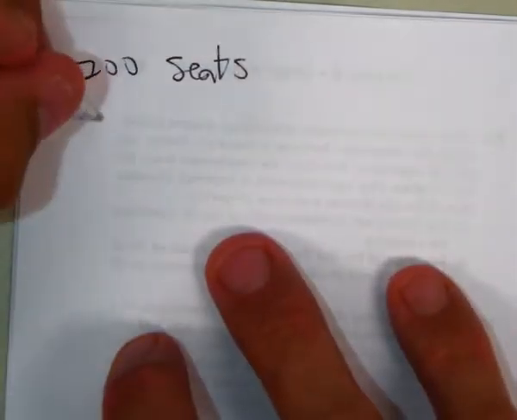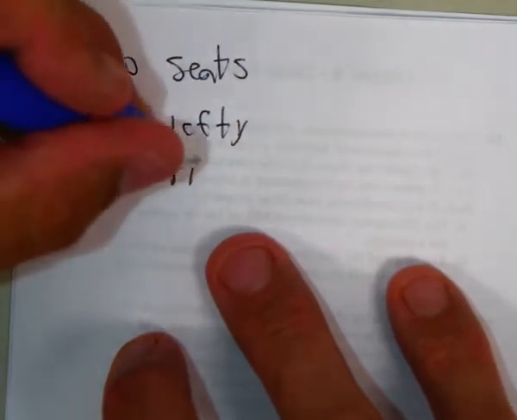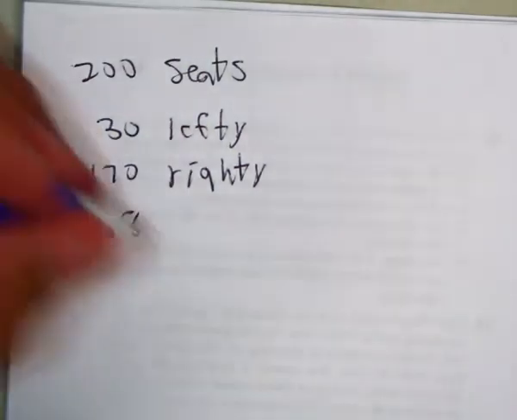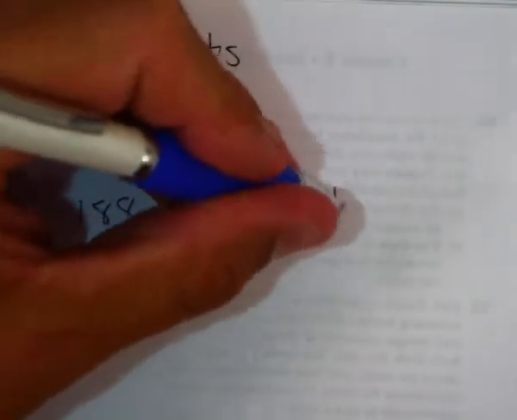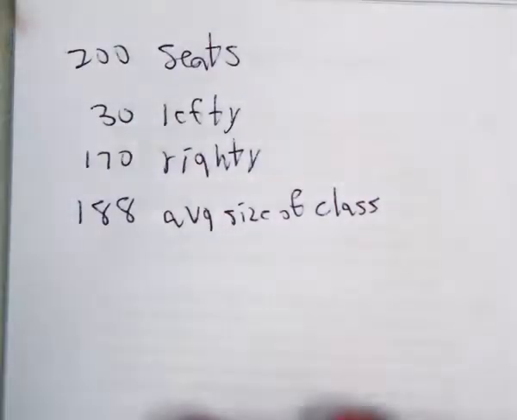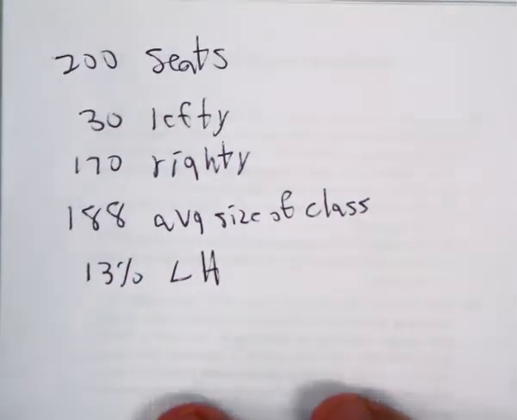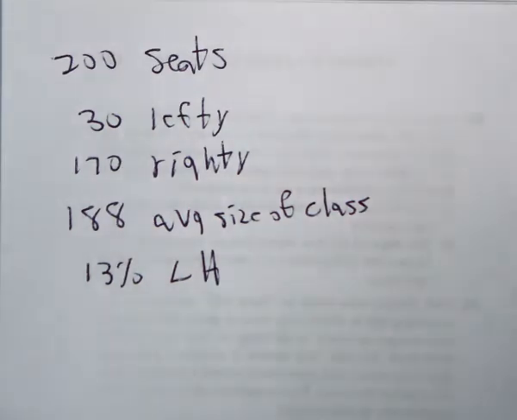So here's what we know. We have 200 seats, 30 are lefty, 170 are righty, 188 is the average size of the class, and 13% are left-handed. Okay? So I'm going to do this problem two ways, okay?